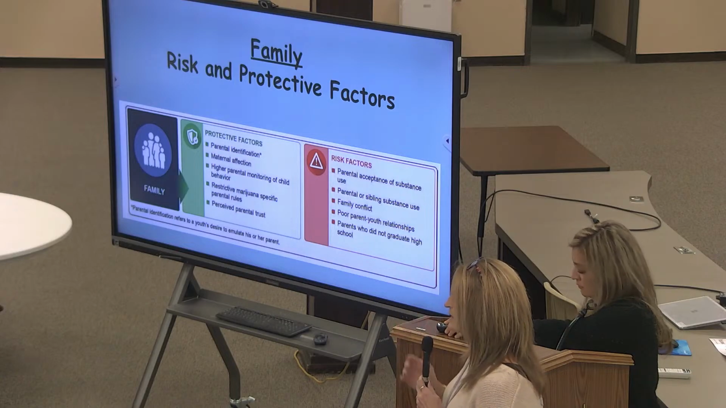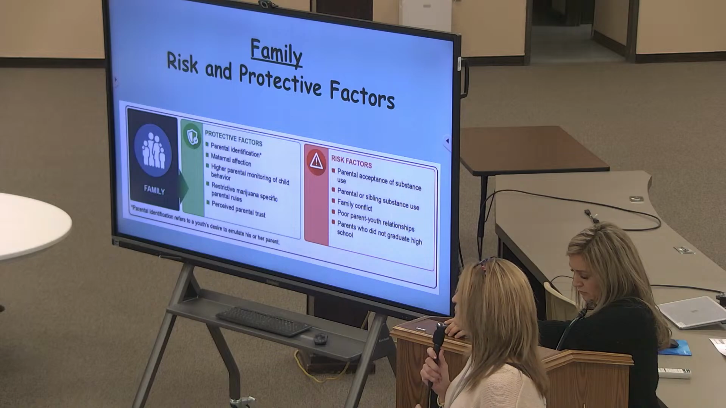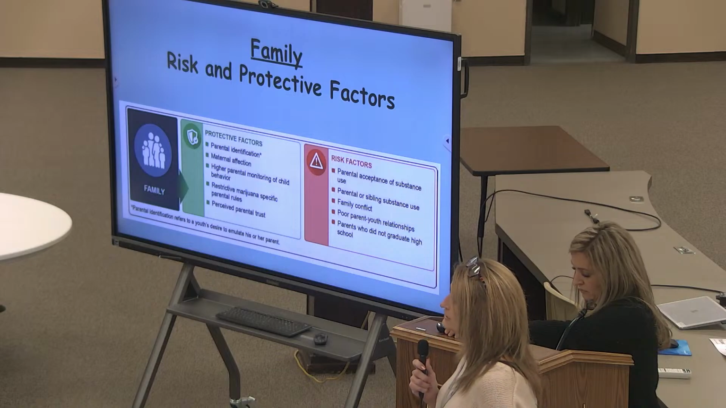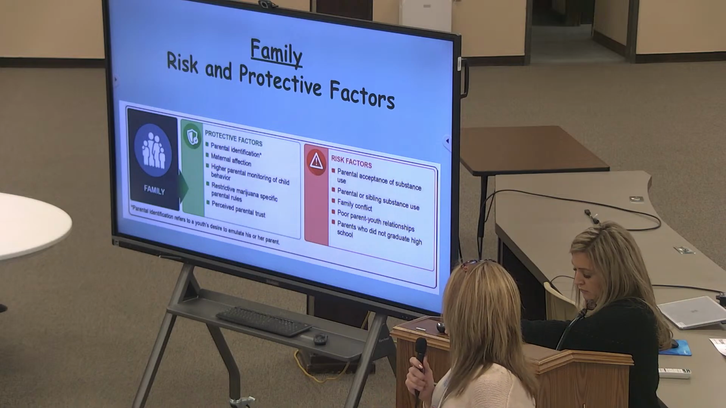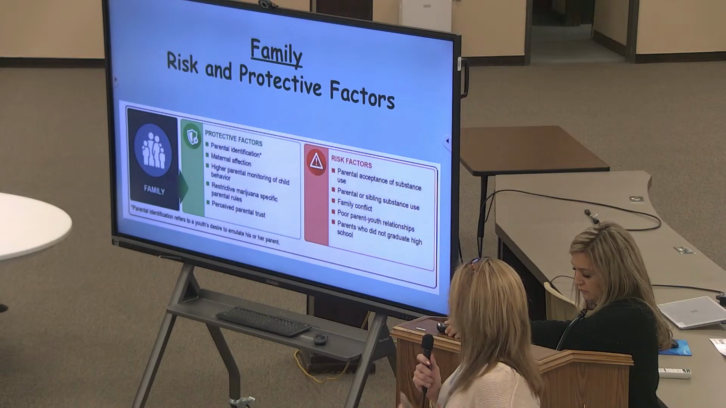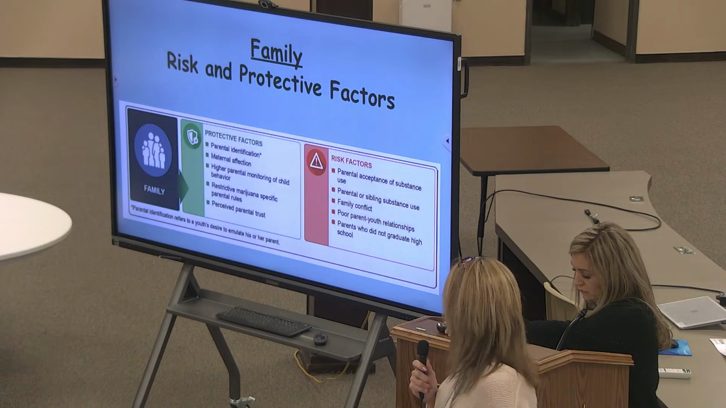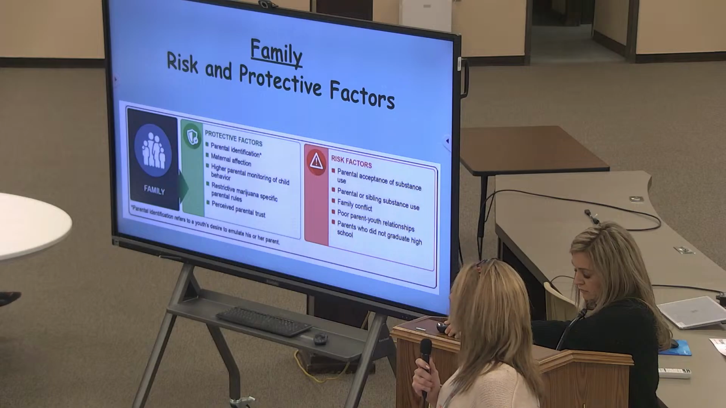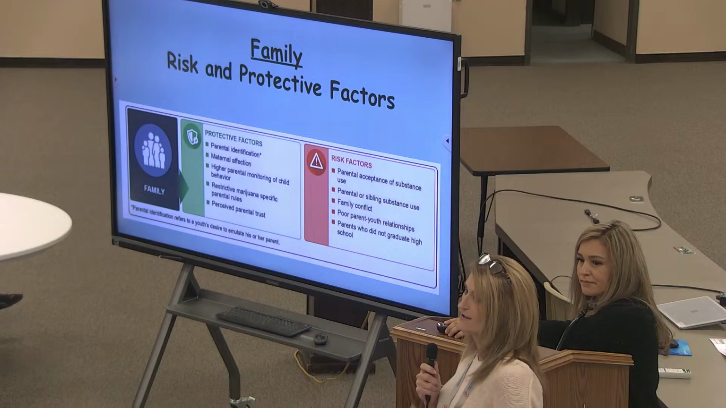Maternal affection, that was one of the things that it went back to. Higher parental monitoring of child behavior, that's a big one. Knowing where your kid's at, who they're with, what they're doing. Restricting the marijuana specific things like, hey, this isn't something we're okay with. This isn't something we're going to be doing. And then helping them to know that you trust them, but you're going to be there to guide them.